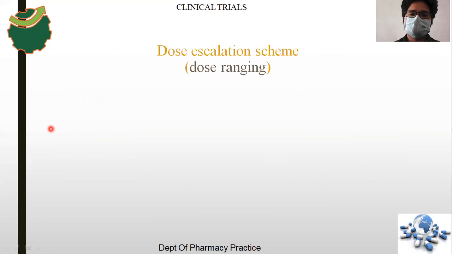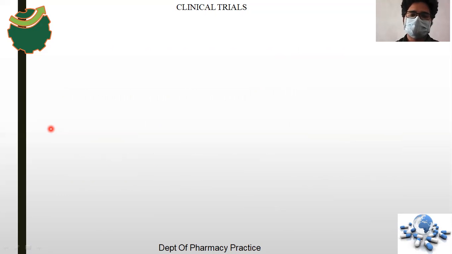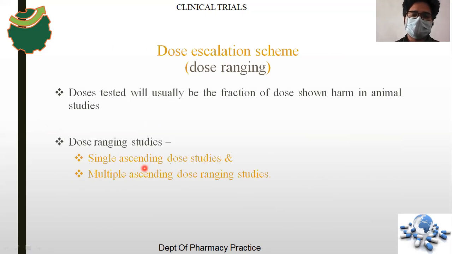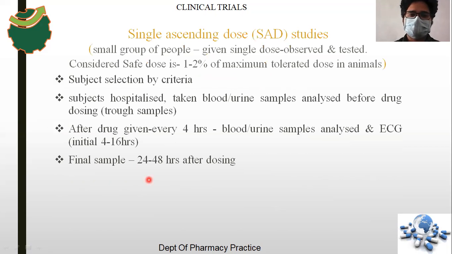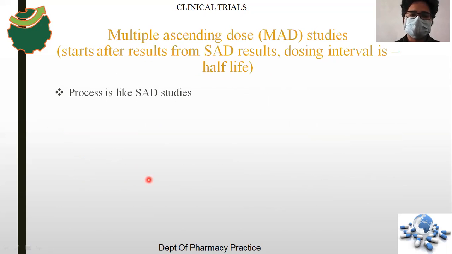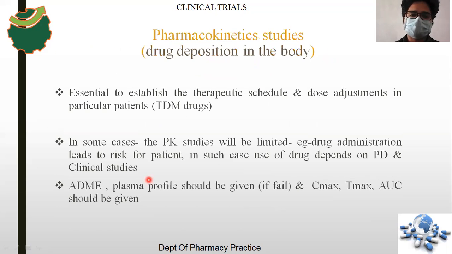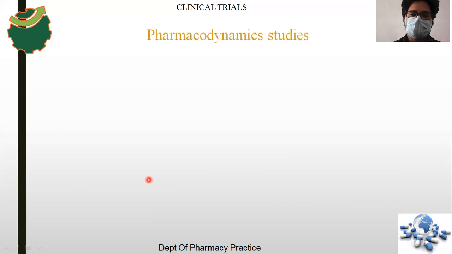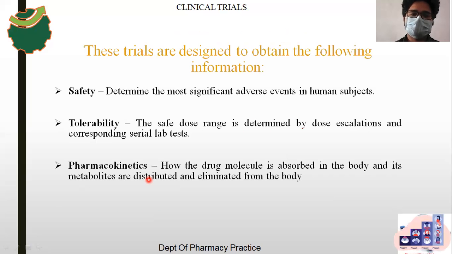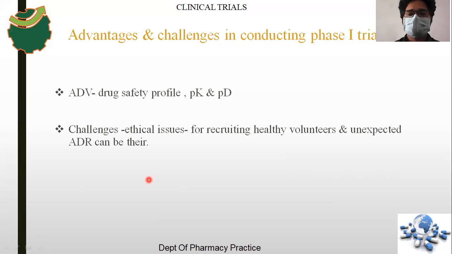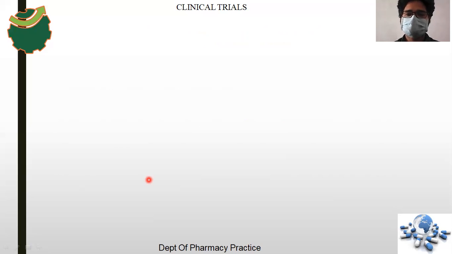Next we saw dose escalation or dose ranging and dose extrapolation. We saw SAD and MAD analysis, single dose assessment studies and multiple dose assessment studies, and the pros of single dose and multiple dose assessment studies. We saw pharmacokinetics and pharmacodynamic studies, and the outcomes of phase 1, right? Till now we have seen this in the previous class, and now we are going to enter into phase 2.